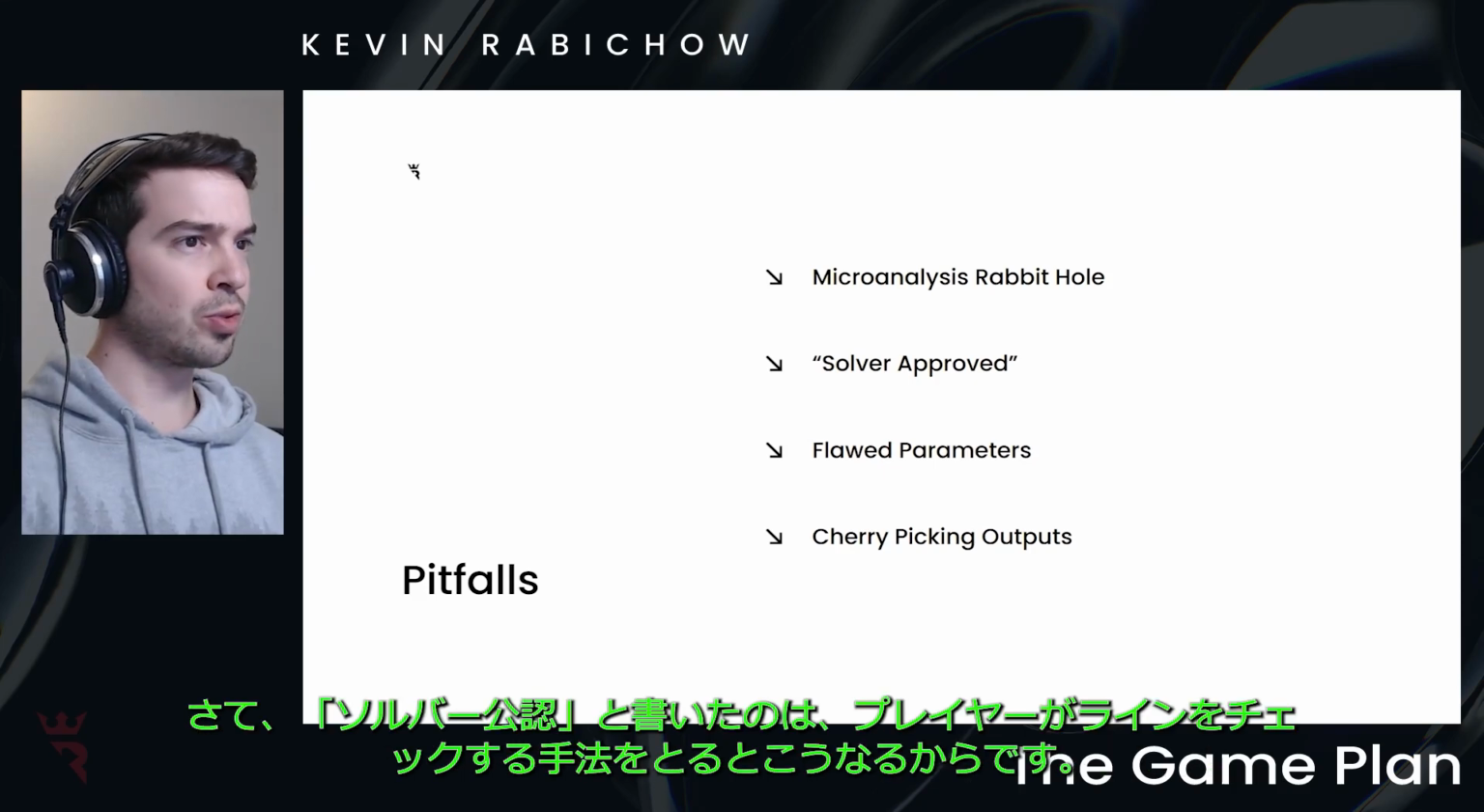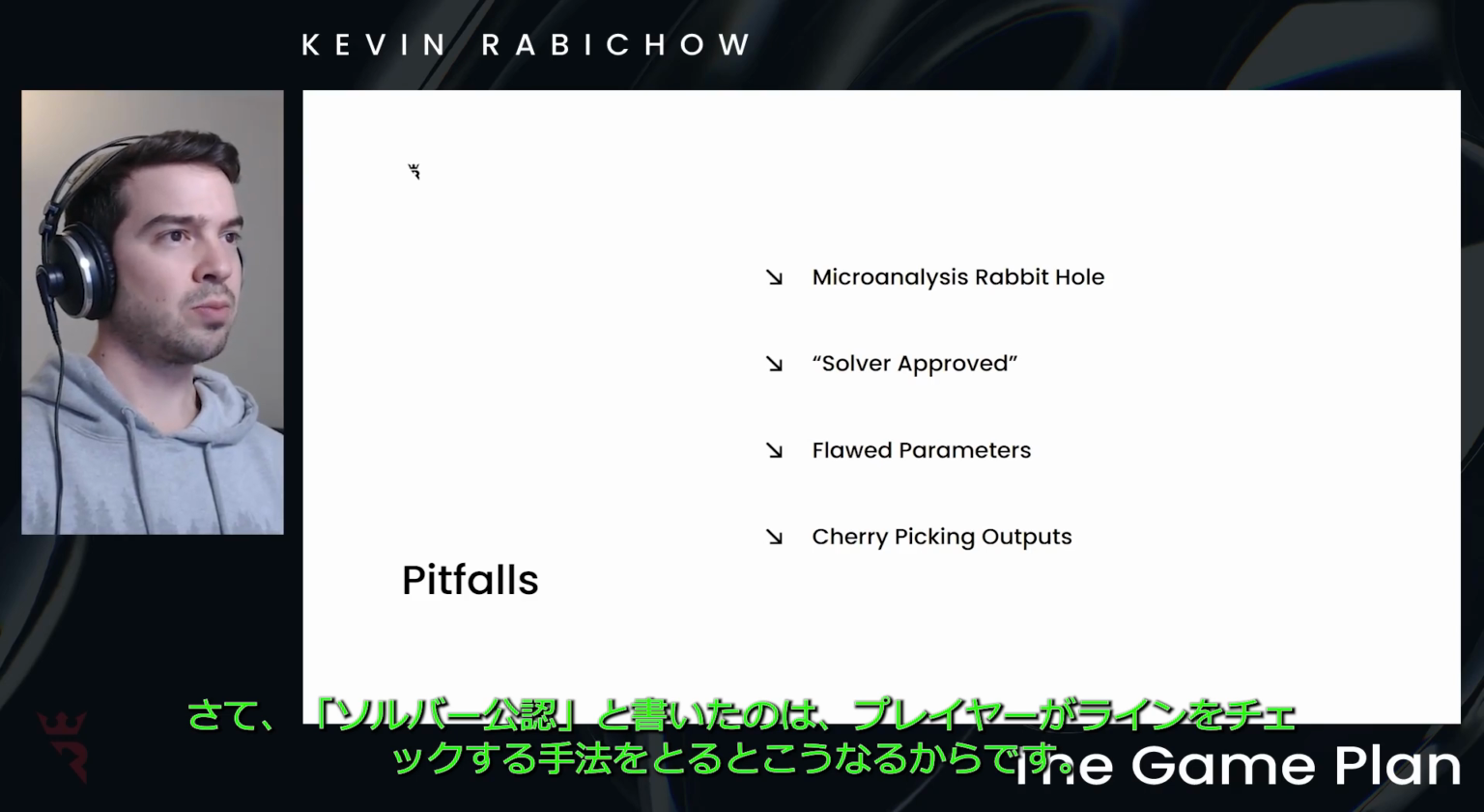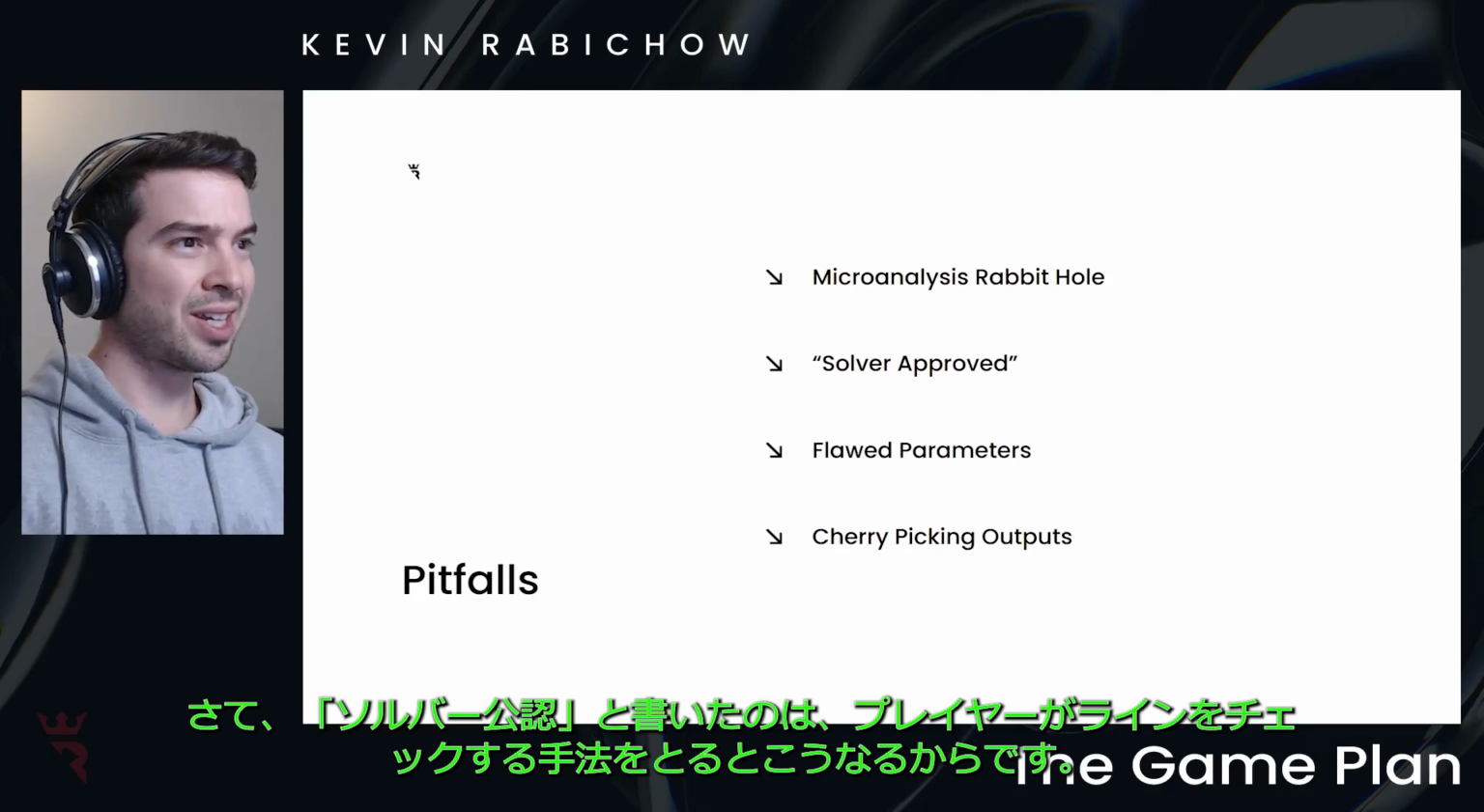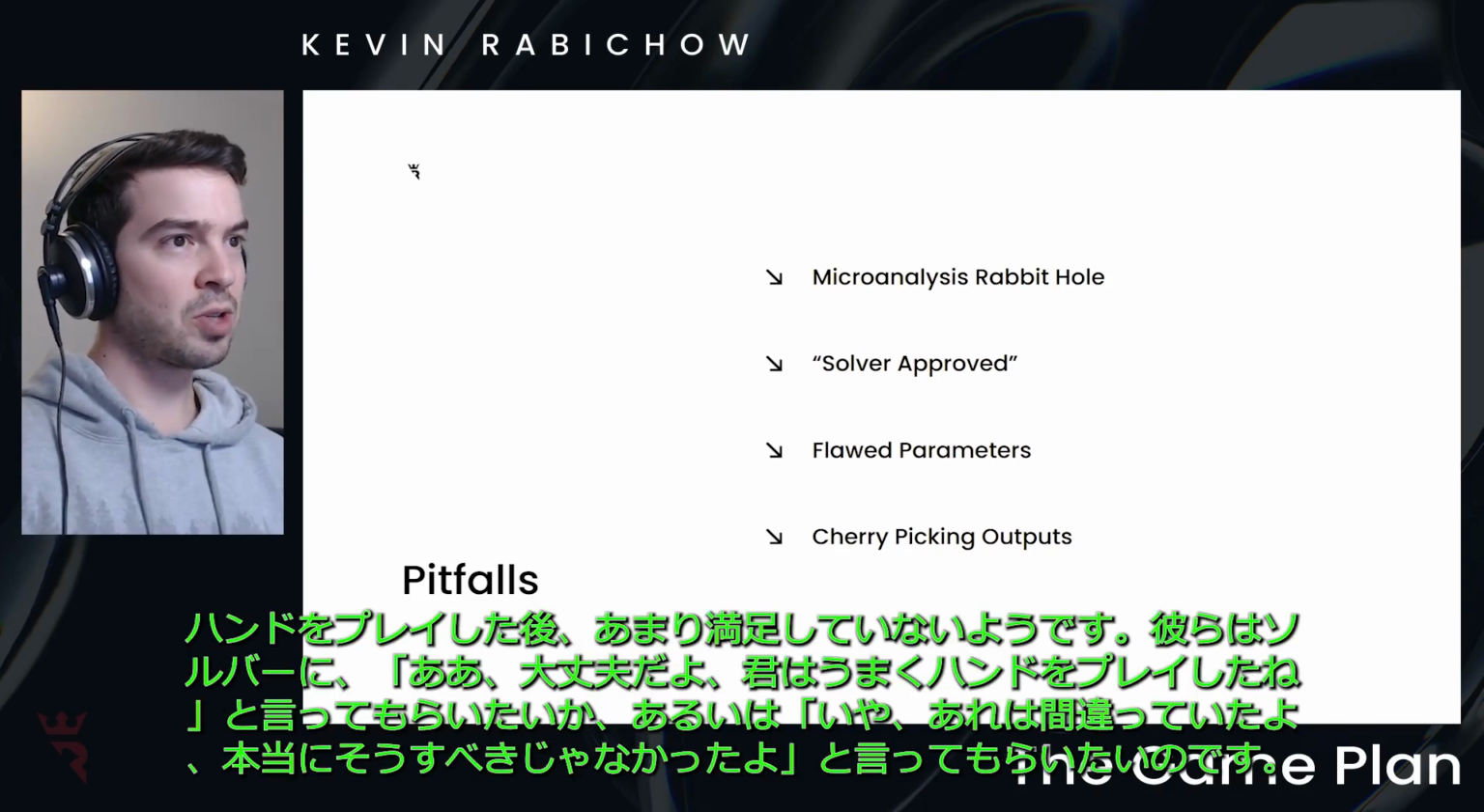So solver approved, I wrote because this is what happens when players take a line check approach. They played a hand, they're not so happy about it. They want the solver to tell them, yeah, it's okay. You played your hand fine. Or they want the solver to tell them, no, that was a punt. You really shouldn't have done that.